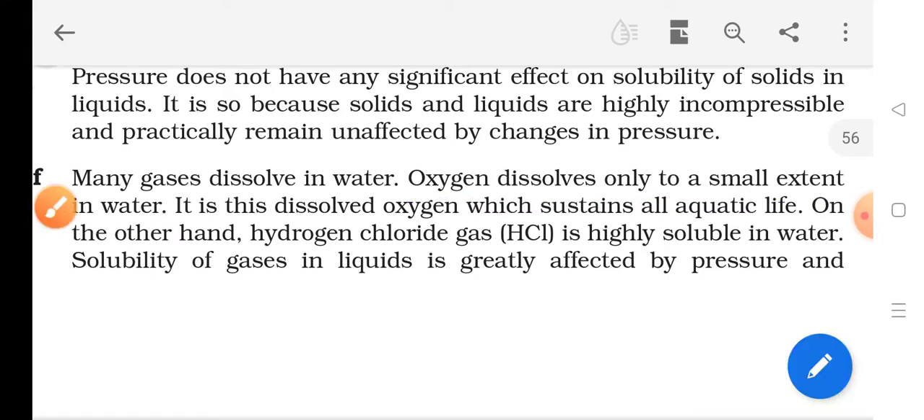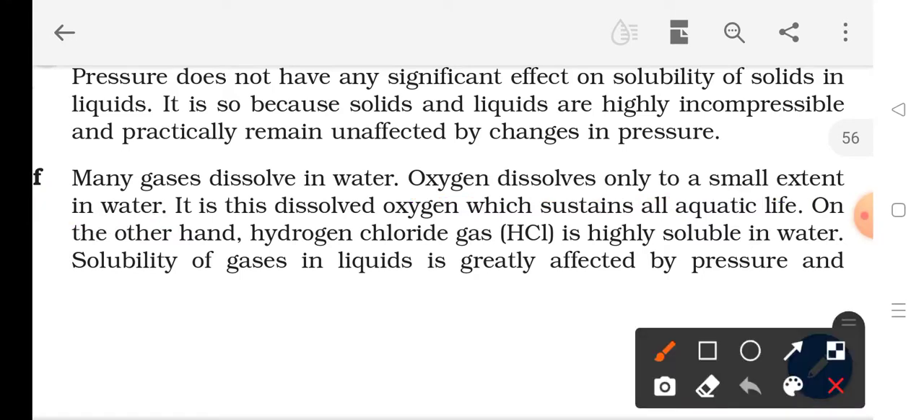But we know that although oxygen dissolves to a very small extent in water, this dissolved oxygen has to sustain aquatic life. I mean those fish and plants which are inside that water live with the help of this oxygen, which dissolves to a very small extent. Aquatic life is sustained with the help of this oxygen only.